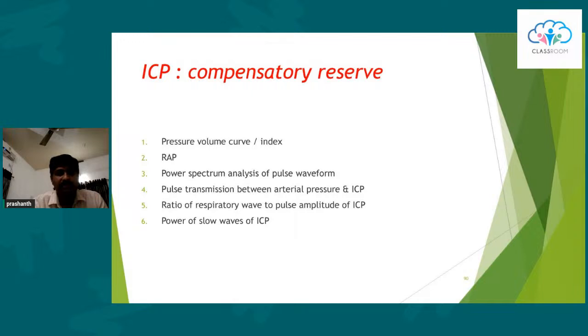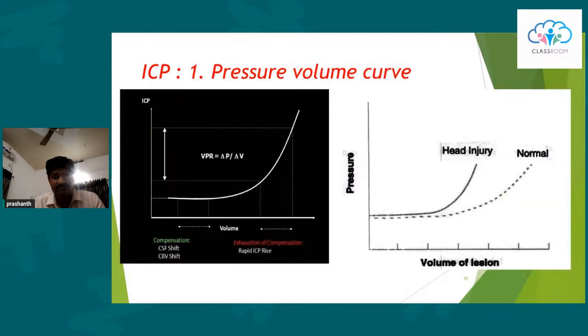So in the compensatory reserve, what we commonly use is you look at the ventricular compliance. The most commonly used measure here is the pressure volume index or pressure volume curve. And then you have the correlation coefficient between the amplitude and the mean ICP. And there are other techniques called power spectrum analysis of the pulse waveform, pulse transmission between the arterial pressure and the ICP, the ratio of the respiratory wave to the pulse amplitude of the ICP, and the power of slow waves of the ICP. Now, this is the normal pressure volume compliance curve.